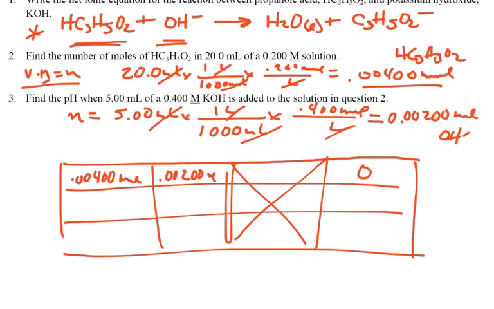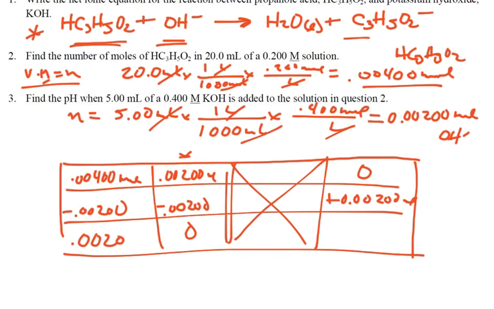And so you can see what's going to happen is that I'm going to use up all of my base because I haven't got enough base. So minus 0.00200, minus 0.00200. And since this is a 1-to-1-to-1 reaction, this is going to be positive 0.00200 moles. So at equilibrium, the base is going to be 0. I'm going to have 0.00200 moles and 0.00200 moles.